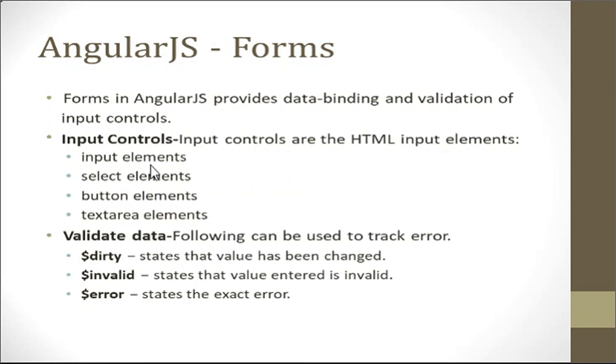Forms in AngularJS provide data binding and validation of input controls. Input controls are the HTML input elements like the input element, select element, button element, and textarea element. These I have already covered in the first unit. The second part, validate data. The following can be used to track the error. First, $dirty states that the value has been changed. Second, $invalid states that the value entered is invalid. Third, $error states the exact error.